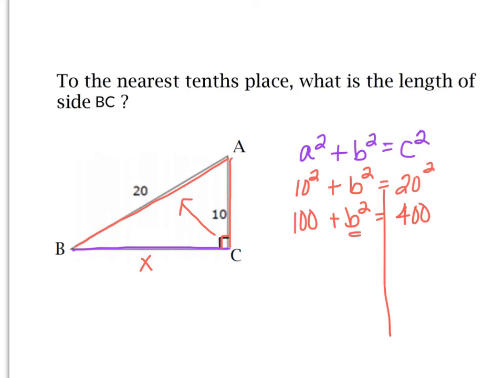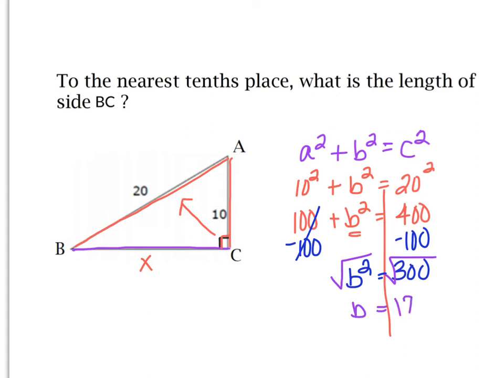I need to get B by itself, so I need to get rid of this 100 by subtracting it. I'm left with B squared. 400 minus 100 is 300. I need to take the square root of B, figure out what number when I multiply it by itself gives me 300. And I get a long decimal, B equals 17.32.